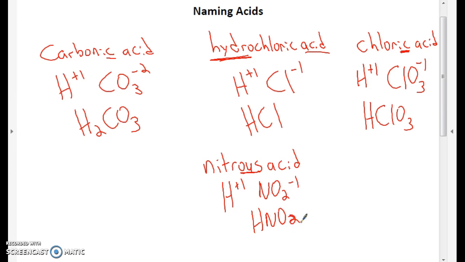HNO2. Now, one of the things about acids is you're never going to have to put parentheses around a polyatomic ion because you always start off with hydrogen. That's a +1 charge, so you don't need the parentheses. So I'll just rewrite it as HNO2.